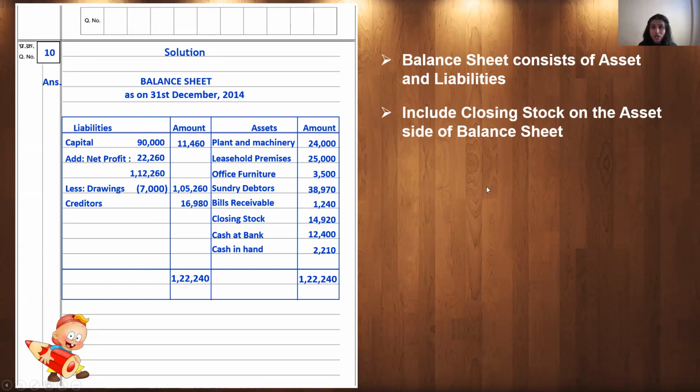So include closing stock. Now, like I said, closing stock is an adjustment. You have to make two entries. First entry we did at the beginning in the trading account credit side, and the second entry will be under assets in your balance sheet. So make sure you make two entries out of your closing stock. Please do not forget to include it in your accounting sums, because if you do not, then your accounts might not tally and you might lose out marks.